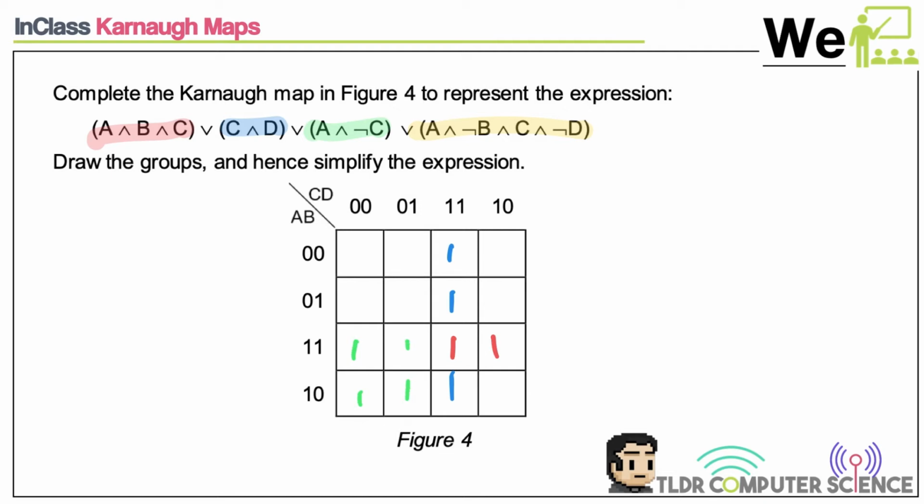And then finally, we've got 4 variables, which means it'll be 1 position. I suspect it's going to be here. What do you reckon, guys? Let's find out. So A and not B, which is on this line. C and not D, which is here. And there we go. What's the minimum number of boxes we could draw?